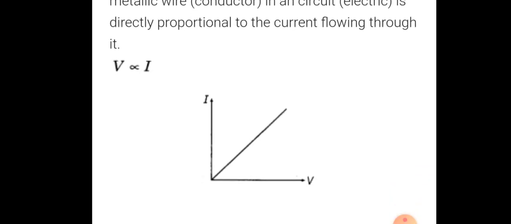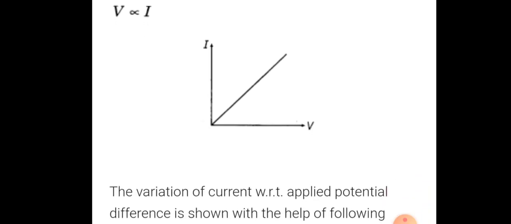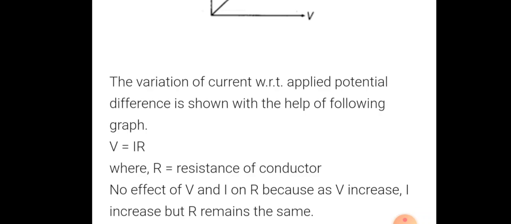When we plot a graph of it, we will have a straight line. The variation of current with respect to applied potential difference is shown with the help of the following graph. V equals IR, where R is the resistance of the conductor. There is no effect of V and I on R, because as V increases, I increases but R remains the same.